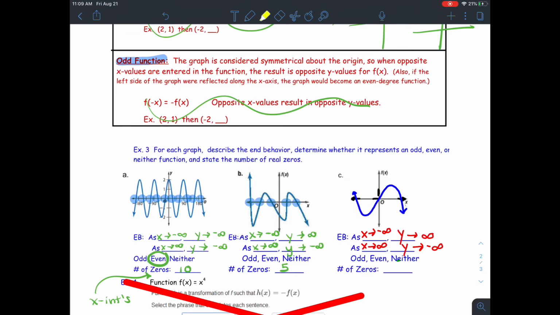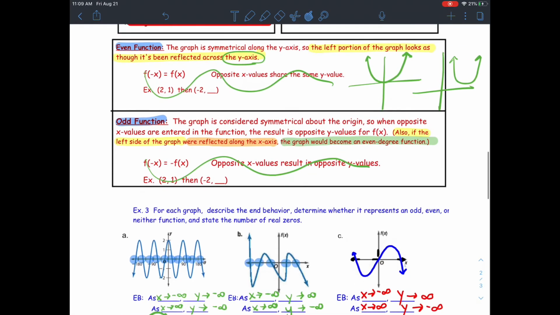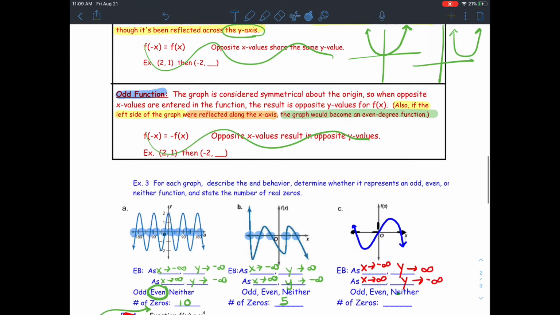Okay, so now let's look at what an odd function is. Here's the easiest way: if you took the left side of your graph, so just the part to the left of the y-axis, and you flipped it down over the x-axis, and then examined the graph, if the graph then feels like it's even, meaning it's symmetrical across the y-axis, that means your function is odd.